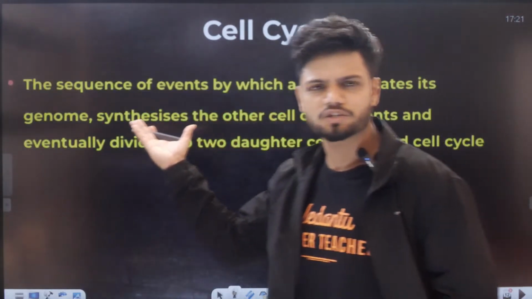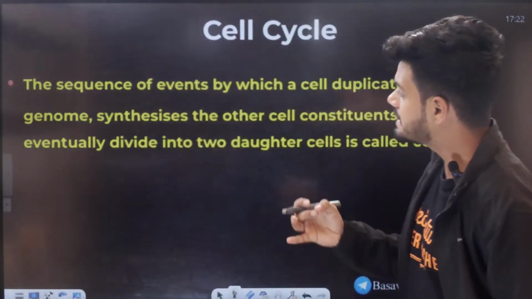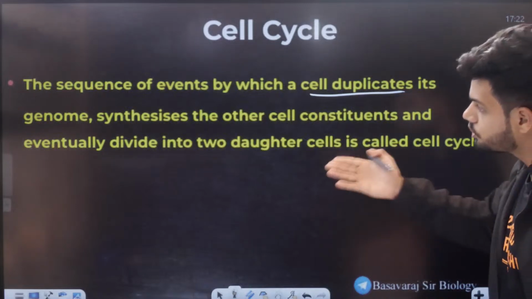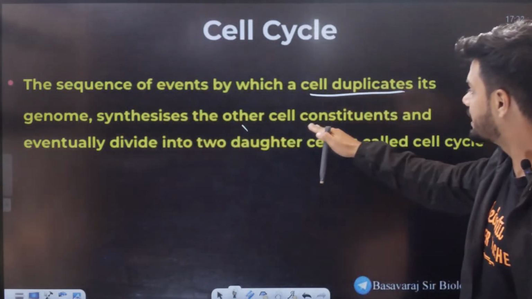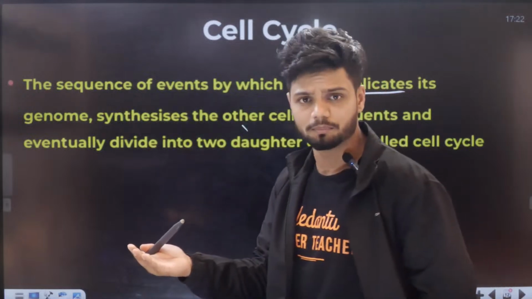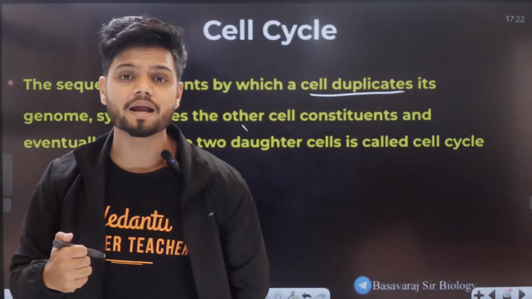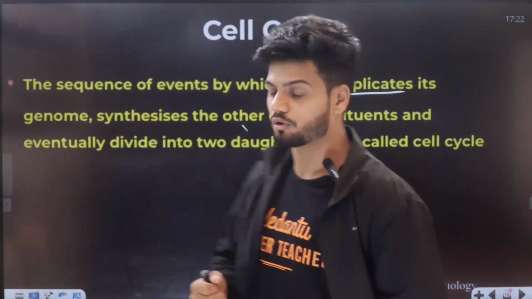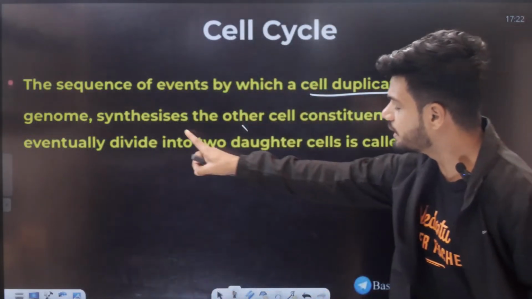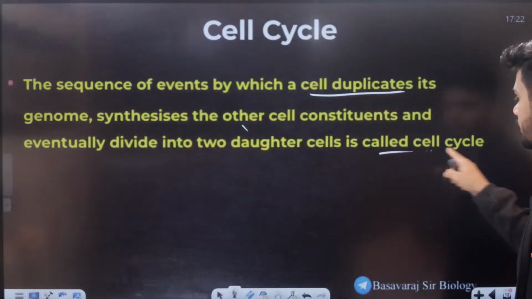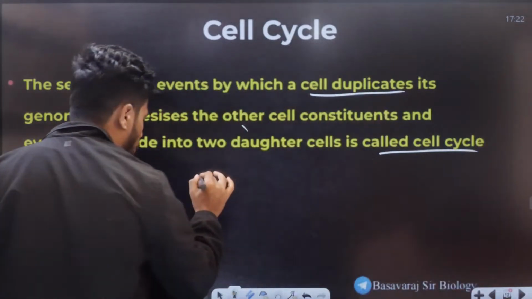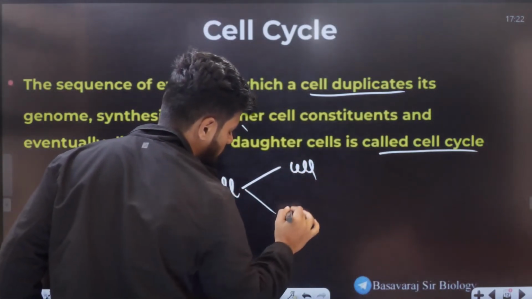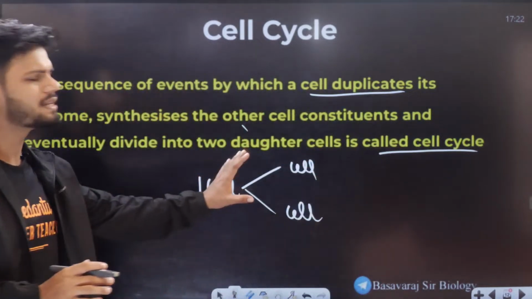Now here is a small definition for all of you. Let me read it for you. A sequence of events by which a cell duplicates its genome, synthesizes the other cell constituents, that is endoplasmic reticulum, it could be Golgi apparatus, nucleus, mitochondria, all of those, and eventually divides into two daughter cells is called a cell cycle. That is, from one cell we are getting two cells.